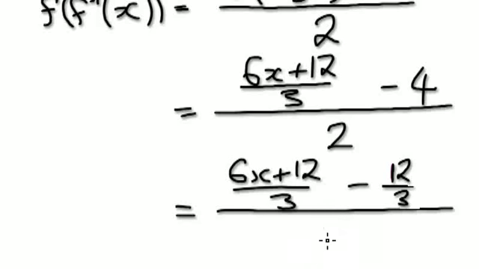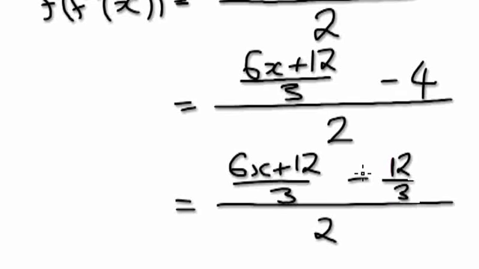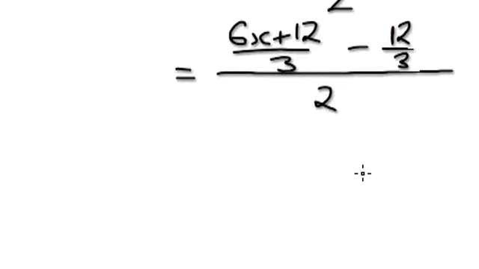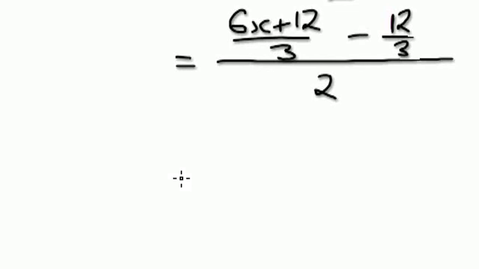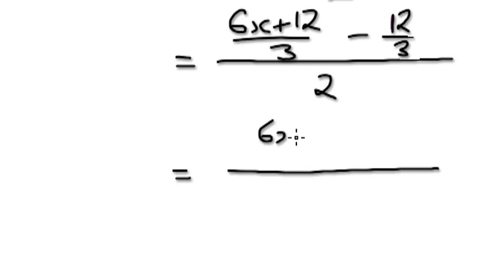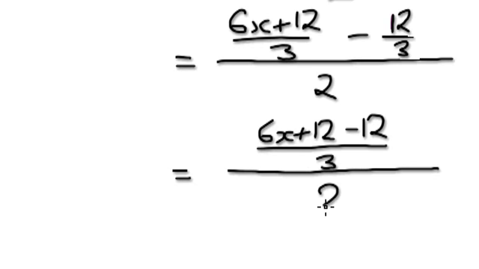So basically, the two denominators are now the same, so we can merge them together. This then becomes 6x plus 12 minus 12 over 3, and that divided by 2 here.